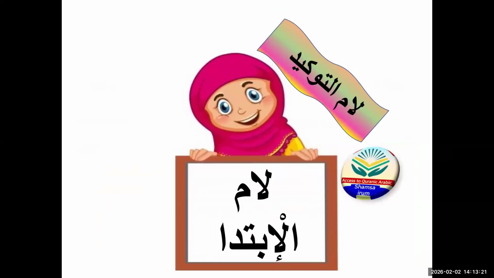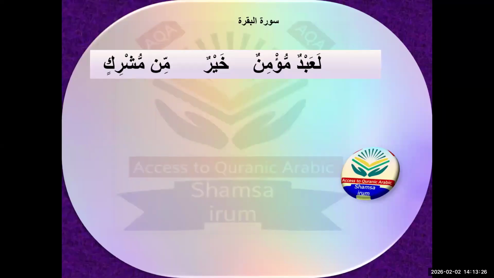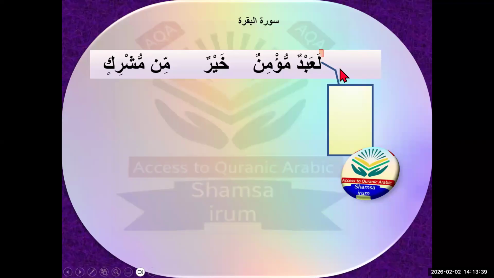So how does it come in the beginning of the sentence and what does it affect? Okay, so let's start with the ayat from the Quran Majid. As you can see, the first particle is lam with fatha on top of it. This is a big indication that it is lamul ibtada lit tauqeed. It comes in the beginning of the sentence, and lit tauqeed means it creates emphasis in the sentence.